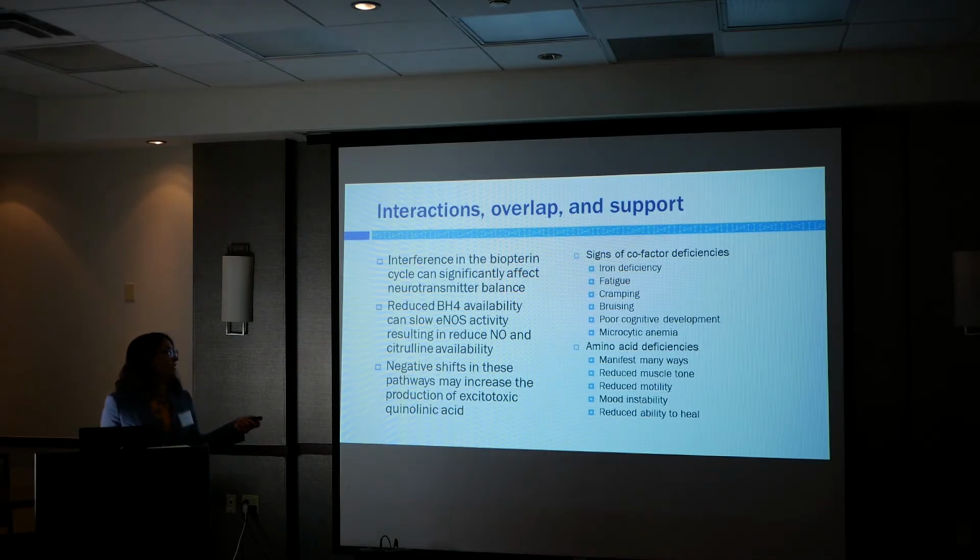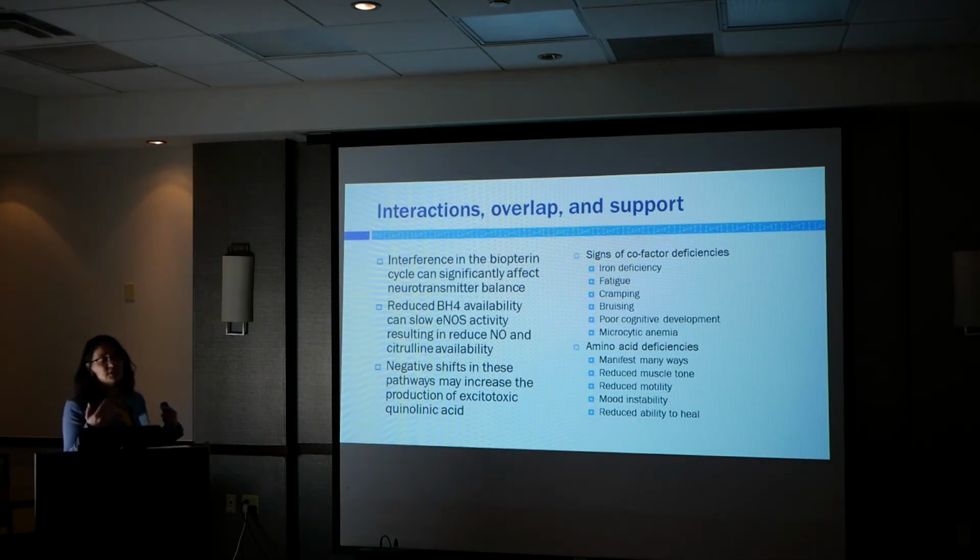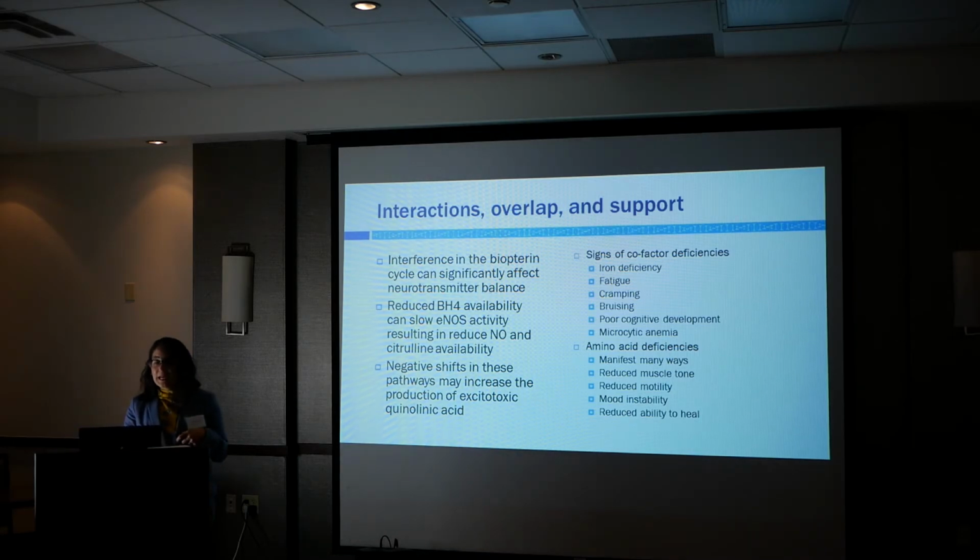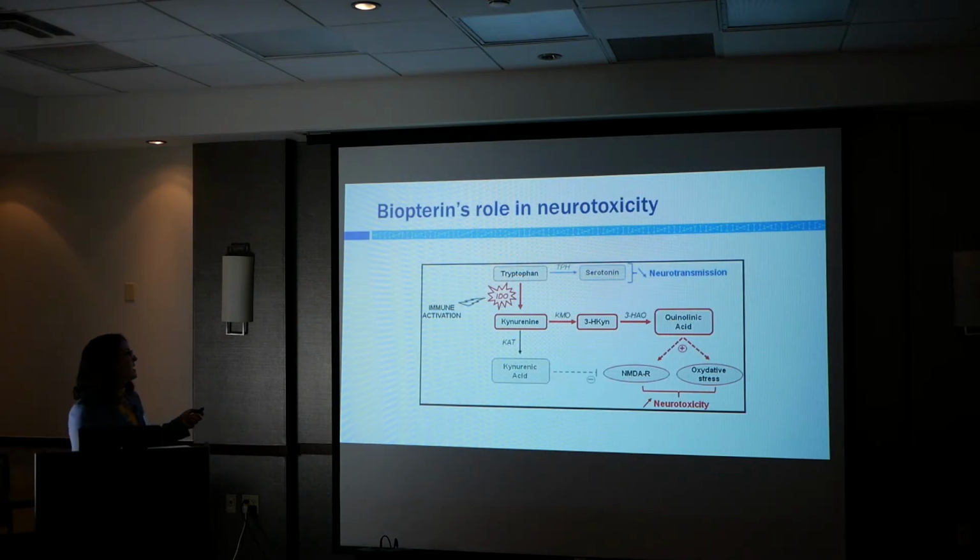So signs of cofactor deficiencies: iron deficiency, fatigue, cramping, bruising, poor cognitive development, microcytic anemia, and then amino acid deficiencies can manifest in a million ways.